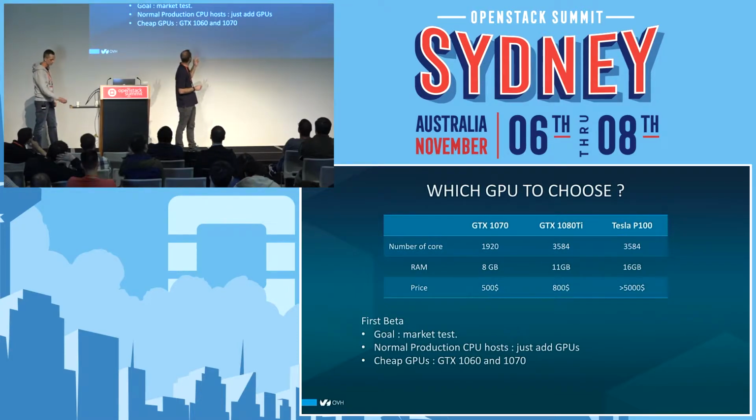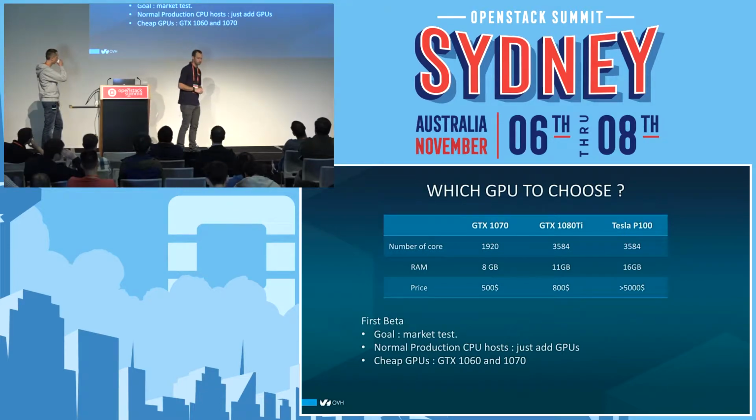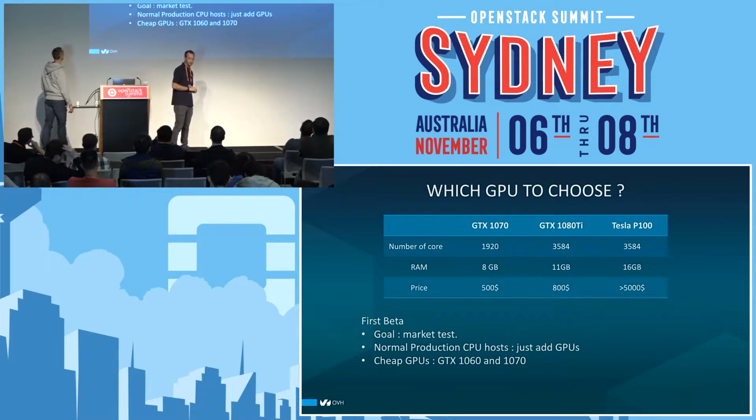You see that the number of cores, of course, is different between the two GTX generations, about one half on the first one. So it was pretty good because of the price. You can find it for $500 easily. And the GTX 1080 Ti is, of course, a little bit more in terms of price, but it's far more interesting in terms of number of cores.